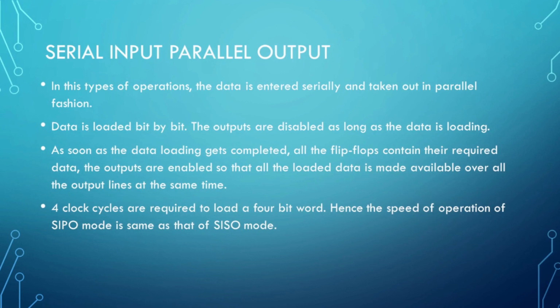Serial input and parallel output. In serial input and parallel output, the input is given in serial mode and the output is provided in parallel mode. Four clock cycles are required to load a 4-bit word. And the speed of operation in serial in parallel out mode is the same as in the previously explained serial in serial out mode.